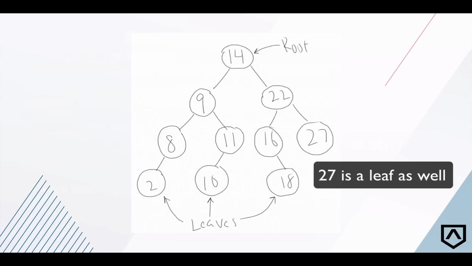If we move back up to 14 and now examine the right side of the tree rooted at 14, we have 22, 16, 27, and 18. And all of those values are greater than 14.